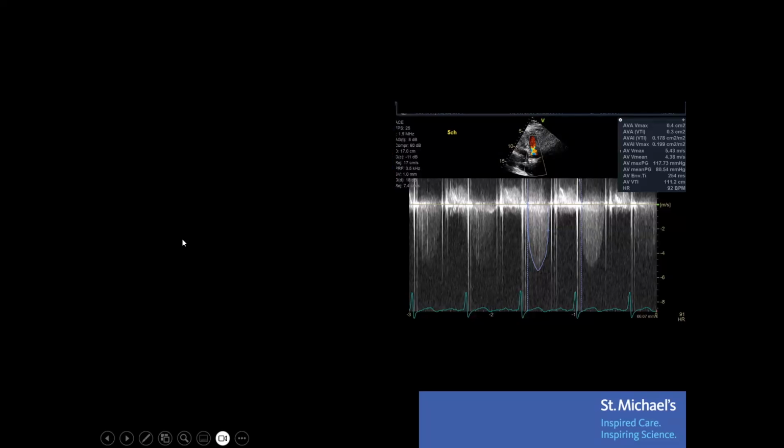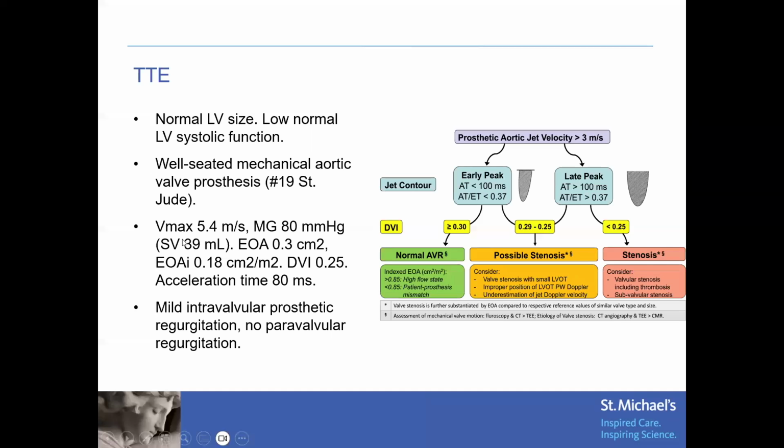And then the gradient is massive. For those interested, the gradient is about 80 millimeters of mercury, so massive. Because I suspected I may have some technical issues, I've summarized things here so we can all look at it together. So this is just the echo report. The patient had normal LV size, normal LV systolic function, a well-seated valve, 19 millimeters.